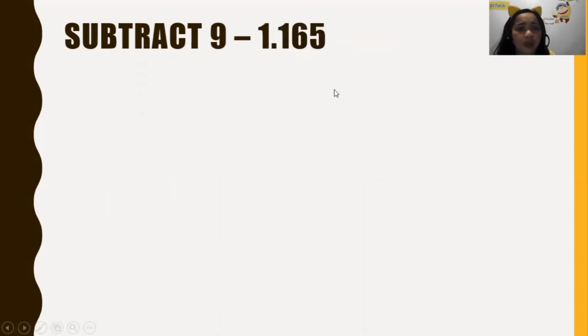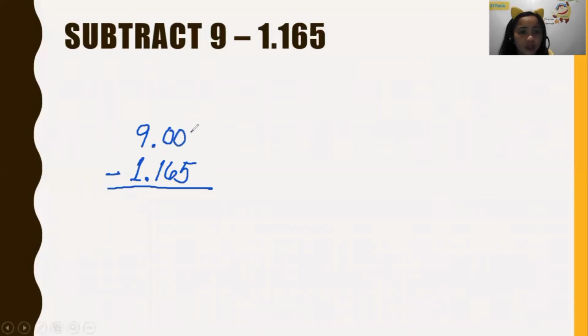Alright, another example, we have 9 minus 1 and 165 thousandths. So that is our example. A whole number minus a mixed decimal. We have 9 minus 1, which is aligned with the 9, and 165 thousandths. This is what we call zero difficulty. Because it is a whole number, we put placeholders. So now we have 9.000.